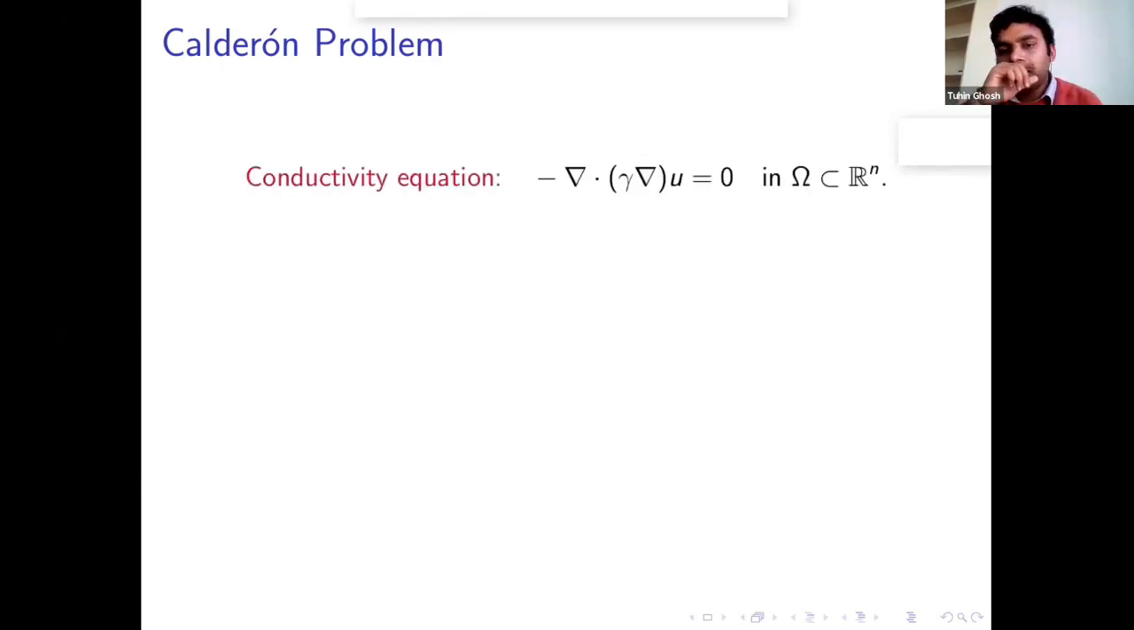We have the conductivity equation, as we have seen before. We have a bounded domain omega in R^n. It could also be unbounded, like a slab or something. You can allow an unbounded domain as well. This is the second order elliptic equation, where gamma represents the conductivity of the domain omega.